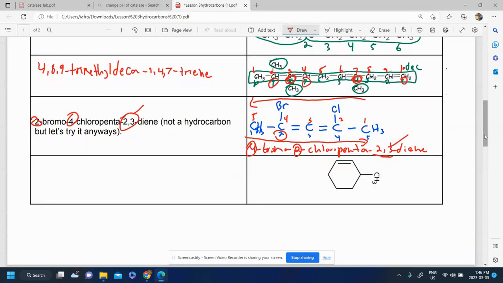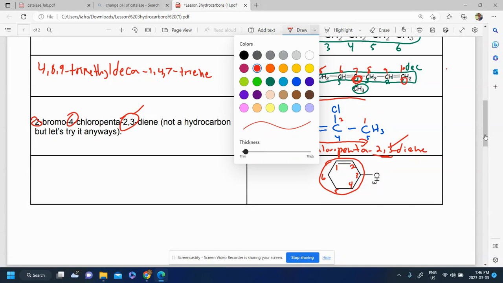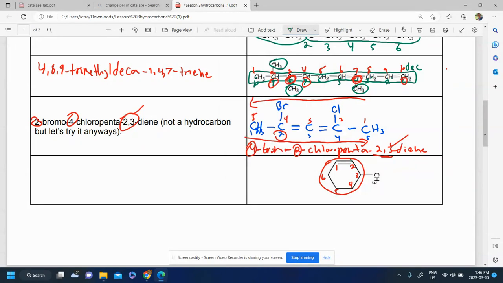Okay, so now you can try this problem out over here. So we know we have a parent chain over here, 6 carbons long with a double bond. So we know it's a hexene, but a cyclohexene molecule. And we have to decide where to start counting. There's a couple ways you can do it. You can go 1, 2, 3, 4, 5, 6. Or you can go 1, 2, 3, 4, 5, 6.